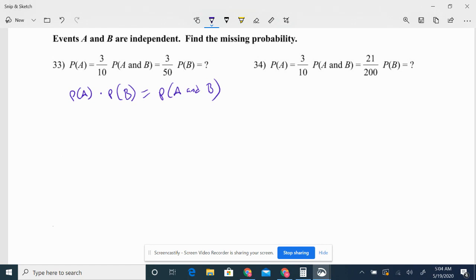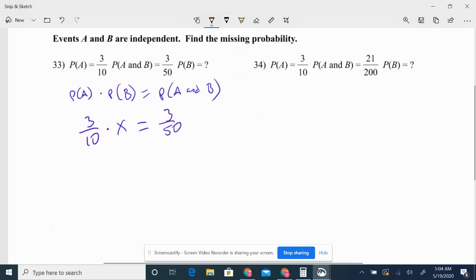So what do I have here? Probability of A is 3 over 10. Probability of B, I don't know what it is. I'm just going to call it X. Probability of A and B is equal to 3 over 50.